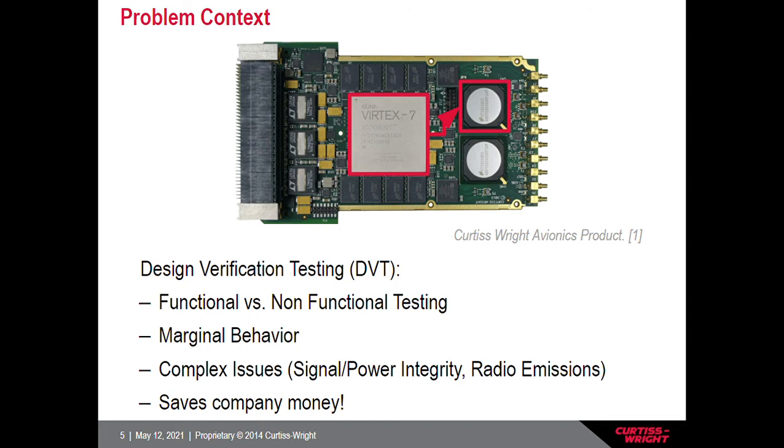So in terms of the problem context, imagine you're a hardware engineer at Curtiss-Wright. You've designed this product, you've sent it away, and then it got built, manufactured, you plugged it in, and everything worked as intended. But now, how do you verify that your product is going to work in an airplane at 40,000 feet at negative 30 degrees Celsius?